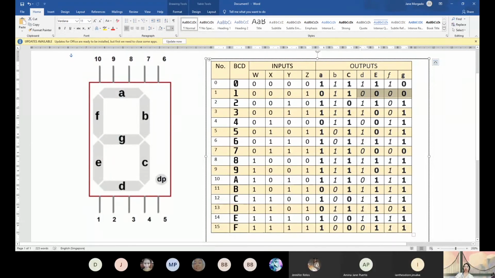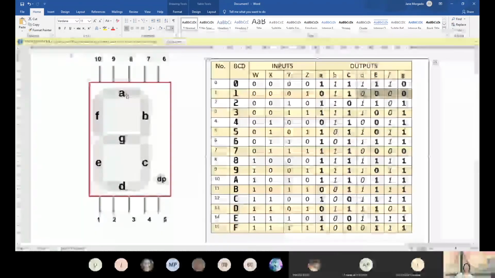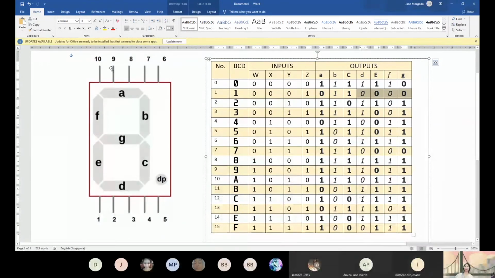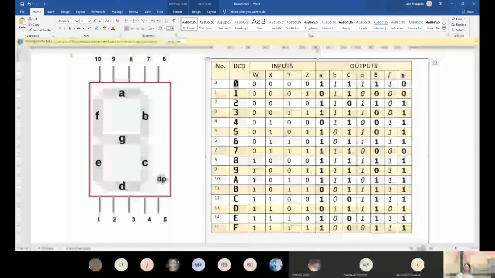Okay, so the A here, saan ba tong A? May corresponding pin siya, right? Yung discuss ko kanina. Okay. So, yan. Ito yung mga configurations. For 0, to have an output display of 0, so you need to illuminate or pailawin yung A, B, C, D, E, F. Tama ba? Okay? Class, I need your feedback. Yes po, ma'am.